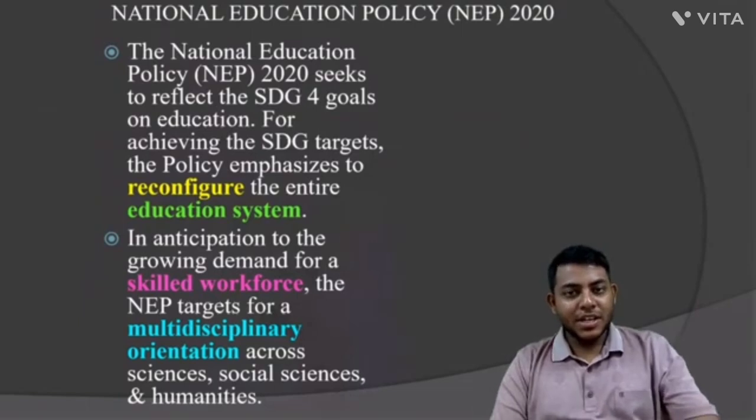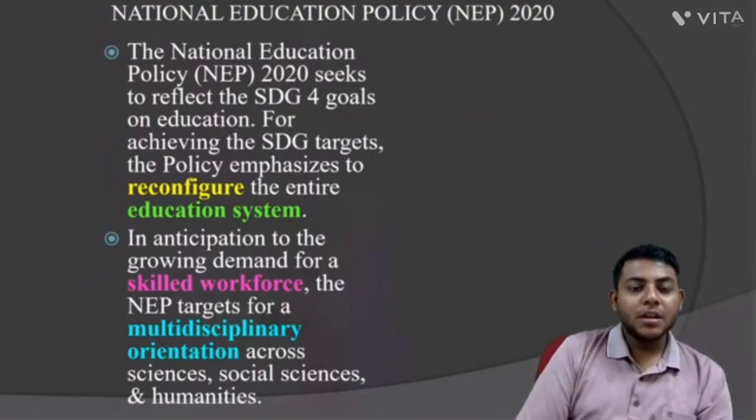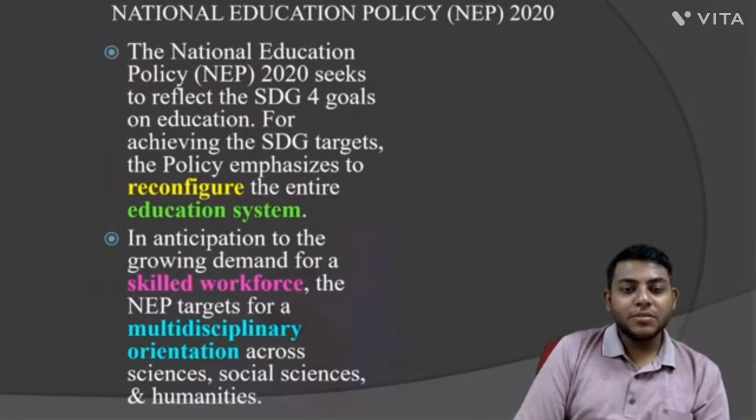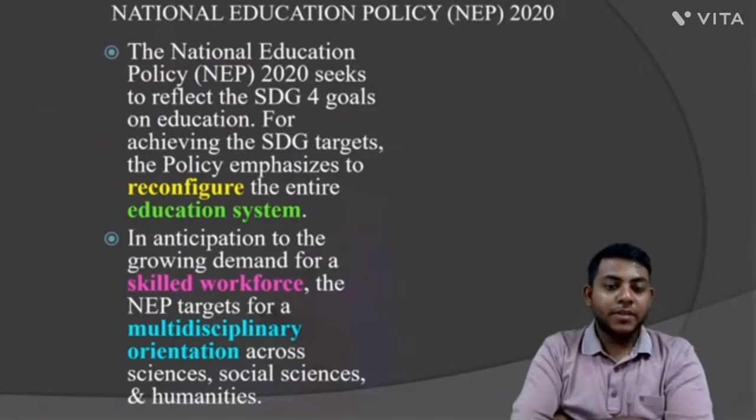And now we are going to discuss the National Education Policy of 2020. The National Education Policy of 2020 seeks to reflect the Sustainable Development Goal 4 goals on education. For achieving the Sustainable Development Goal targets, the policy emphasizes reconfiguring the entire education system.